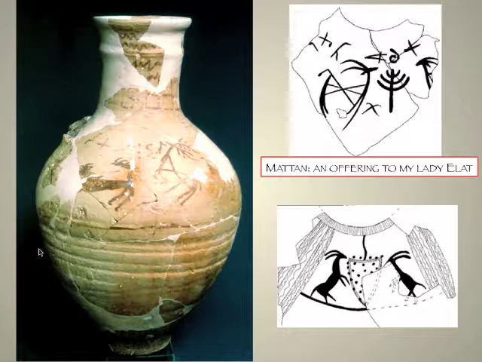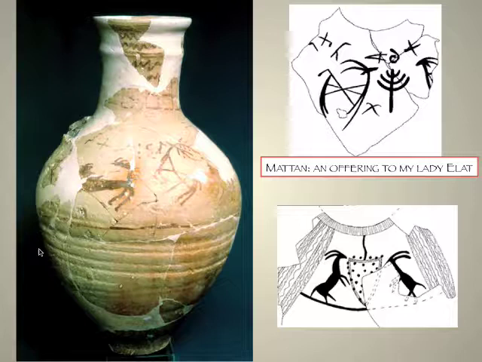So this little vessel tells us that they could write, that they had an alphabet, because this is an alphabetic script, and that the writing was sometimes employed in the service of making an offering to a deity, and at least one part of the pantheon.